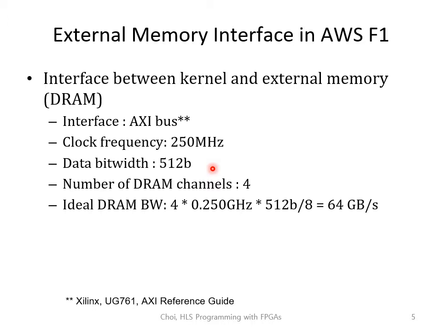Now, let's try to calculate the ideal bandwidth of the DRAM channels. Since there are 4 DRAM channels, it'll be 4 times 0.25 gigahertz times 512 bits divided by 8 bits per byte. So the ideal DRAM bandwidth is going to be 64 gigabytes per second. Of course, we can't really reach the ideal bandwidth. This is a bus, so there's going to be some arbitration overhead and other control overhead as well. But we'll try to get close to this number as much as possible.